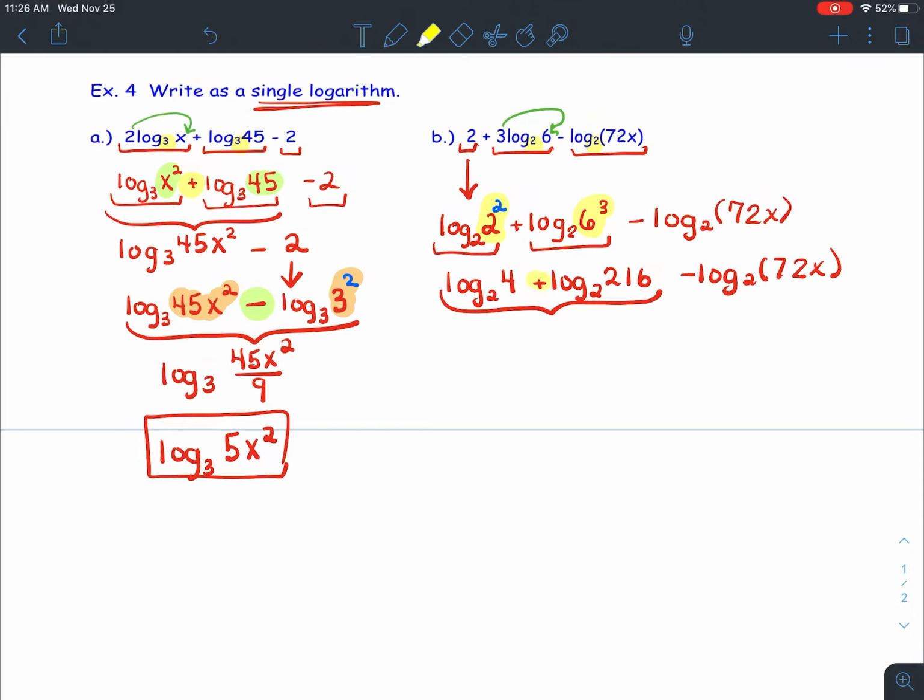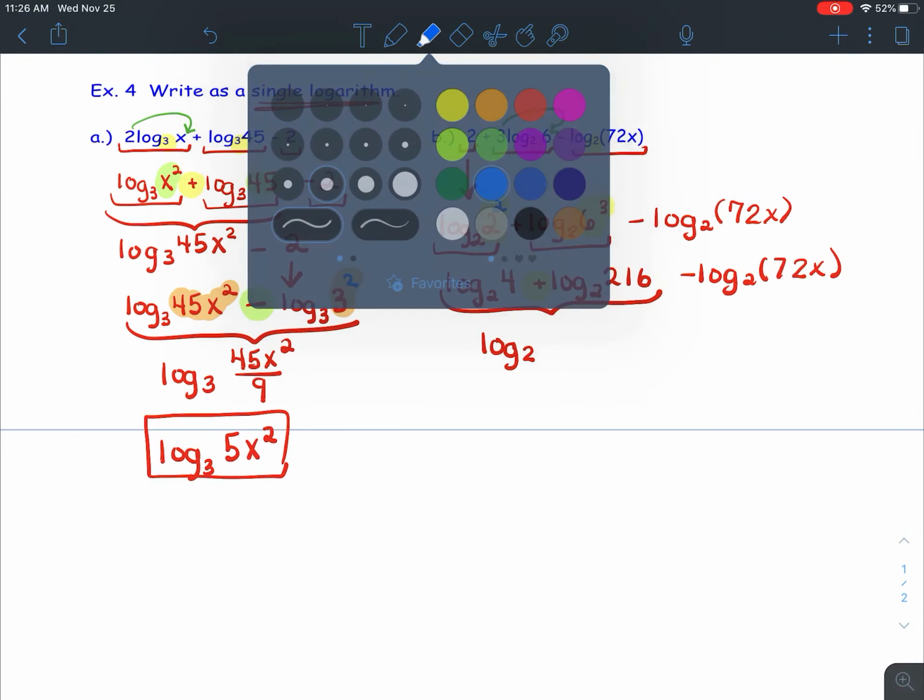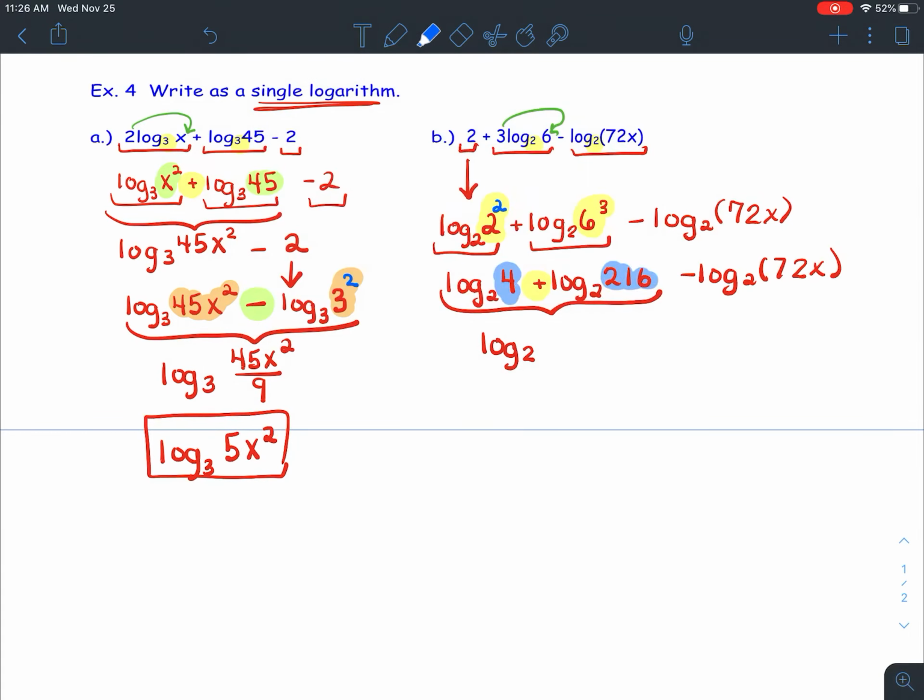Now we're going to take those first 2. What are we doing with those first 2 logarithms? We're adding them. So if we're adding them, that's when I'm going to multiply the arguments together. So I'm going to be multiplying the 4 and the 216. That's going to make the new argument 864.